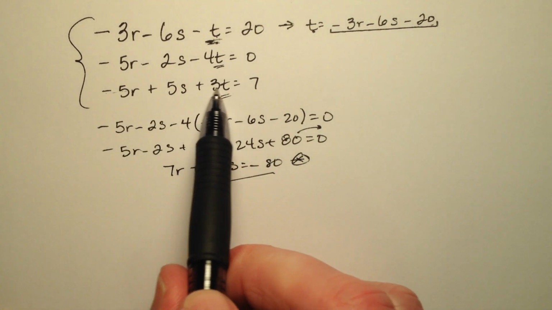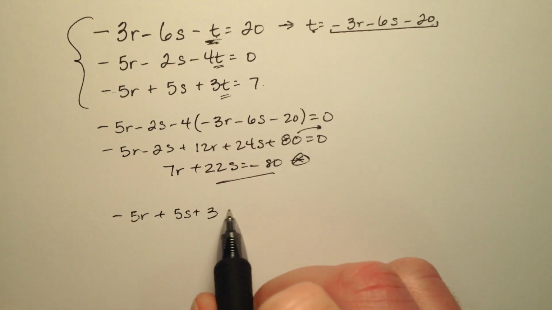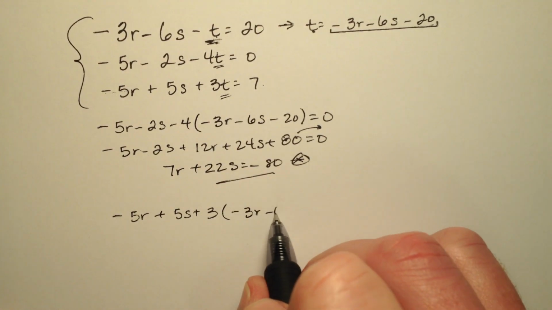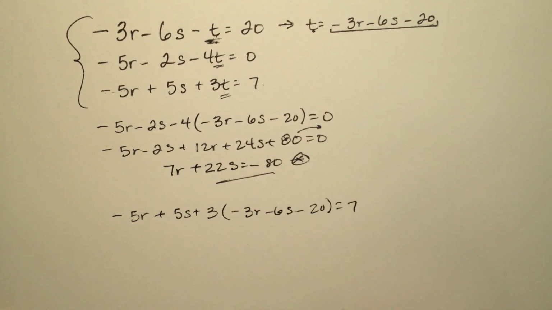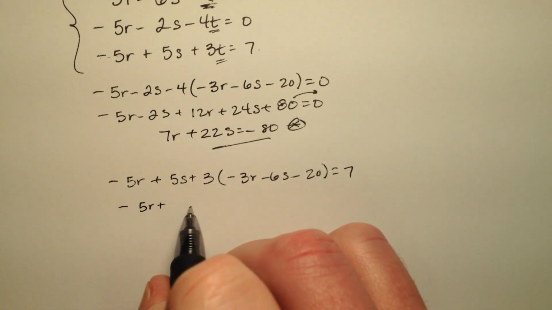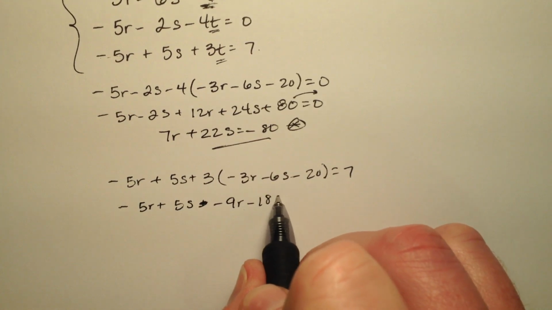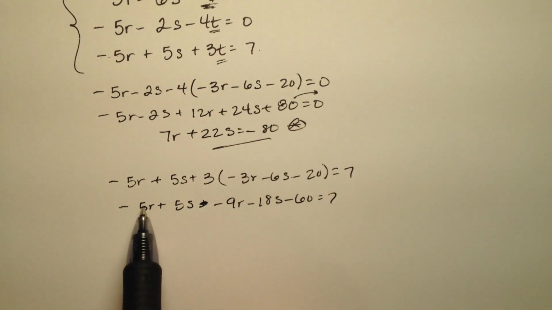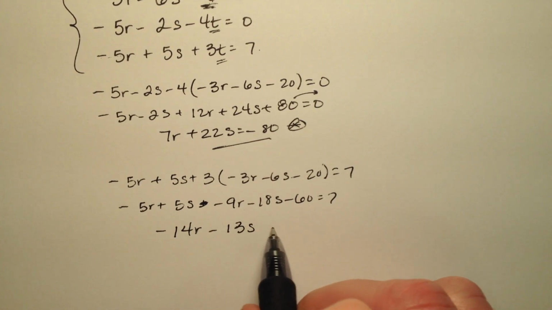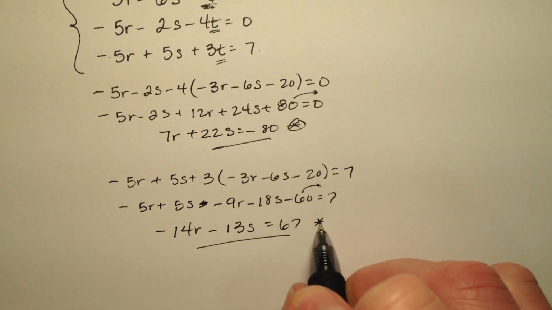I'm going to take the third equation here and do the same thing. And where I have the t, I'm going to place this expression in there, and that equals 7. Okay, so same thing. I'm going to simplify this down. I'm going to do my distributive property first. That'll be a negative 9r. And then combine like terms. Negative 14r, negative 13s, and I'm going to put that negative 60 on the right side to make 67.